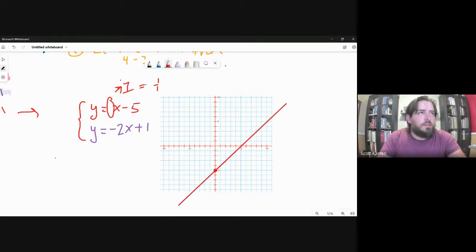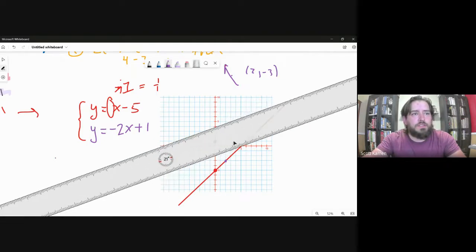And then I'll graph the other guy here. I've put it into y equals mx plus b form, so I have a y-intercept of 1 and a slope of negative 2. So that means I go down 2 over 1. So I have another point, down 2 over 1. And these two points right here, that happens to be that value of 2, negative 3. And that's the only place that's on both of these lines.